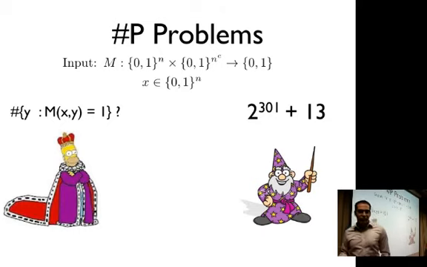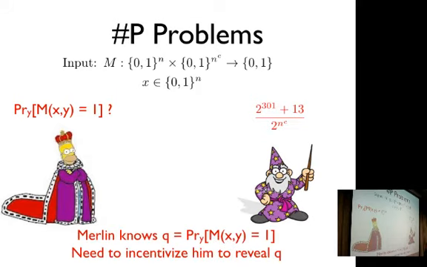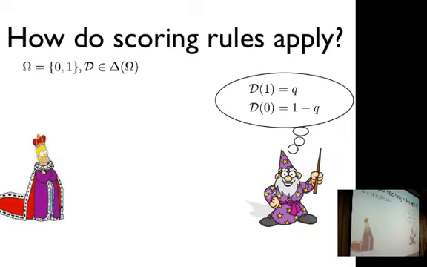Okay, rational proofs. We have to reduce our counting problems to these scoring rule distribution problems. So instead of asking how many accepting paths there are to this computation, we say, what's the probability that a uniformly random path in this non-deterministic Turing machine will accept? And Merlin, being all knowledgeable, takes his former answer of 2 to the 301 plus 13 and just divides by the number of paths in this machine. So we reduce it to a question of probabilities. And now Merlin knows this number, which we want to compute. And we have to incentivize him to reveal it. So now you can see where scoring rules come in.